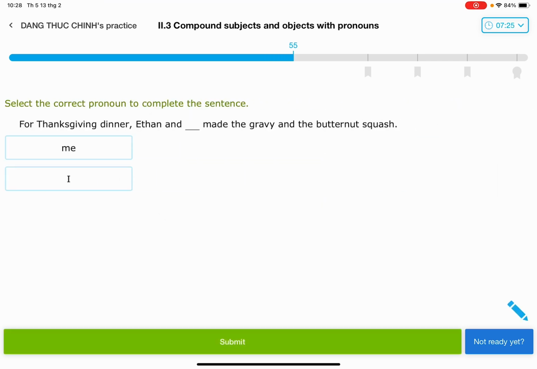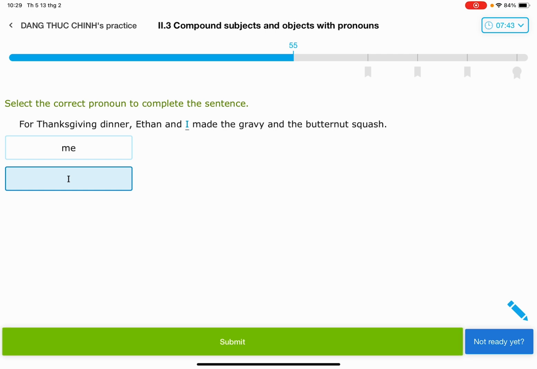For Thanksgiving dinner, Ethan and I made the gravy and a butternut squash. Since there are no prepositions or action verbs in front of this blank space, we cannot use an object pronoun. We would definitely use the subject pronoun, because I here is talking about the subject, and with Ethan it's a compound subject.